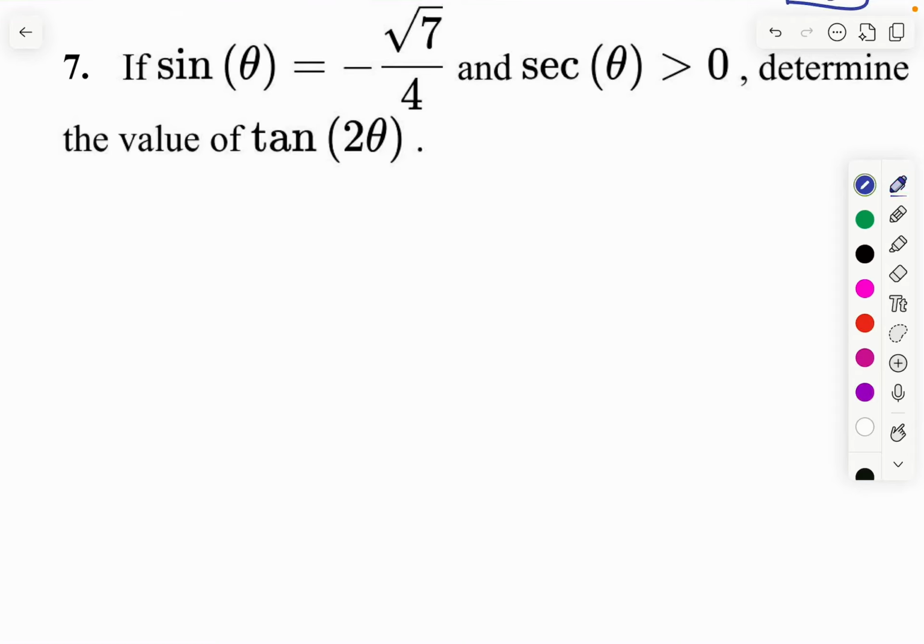This problem says sine of theta is negative root 7 over 4 and secant of theta is positive. We have to find the tangent of 2 theta. I'm immediately going to change this to being cosine of theta, which is its reciprocal, being greater than 0, because if secant's greater than 0, then so is cosine. All right, tangent of 2 theta.